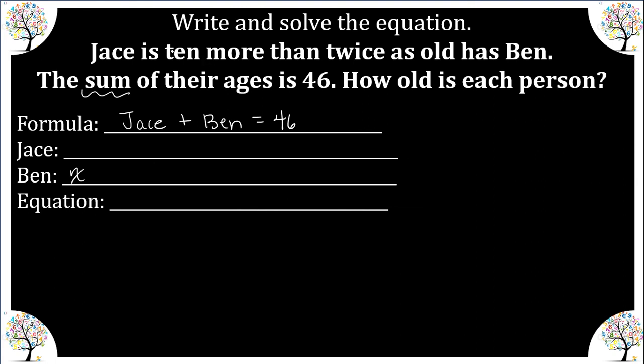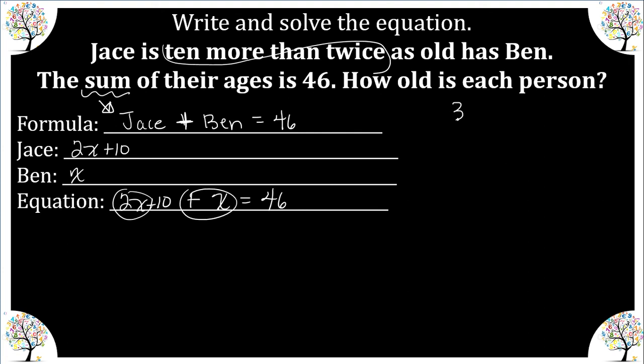Jace is 10 more than twice as old as Ben. So more than is, again, one of those flip-flops where we flip this around. So to represent twice Ben, and Ben is X, we say 2X plus 10. Now, let's take our formula and replace Jace with our expression. 2x plus 10 plus, here's part of the formula, Ben is x, equals 46. So now we have an equation. We're going to combine like terms. 3x plus 10 equals 46.